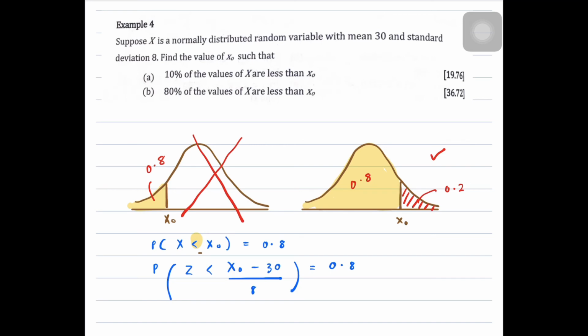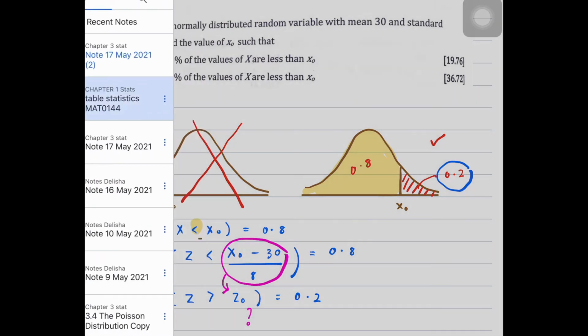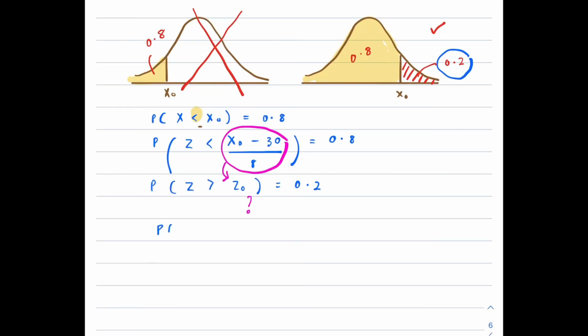So if you want to refer to this area, your symbol will be Z is more than, let's say this is Z0, is equal to 0.2. So let's have all this formula here is equivalent to Z0. So how can you have the Z0 value? Refer to the normal table. 0.2 is your probability. This is the nearest to 0.2. So your Z value will be 0.85. So the answer here will be Z is more than 0.85 is equal to 0.2.